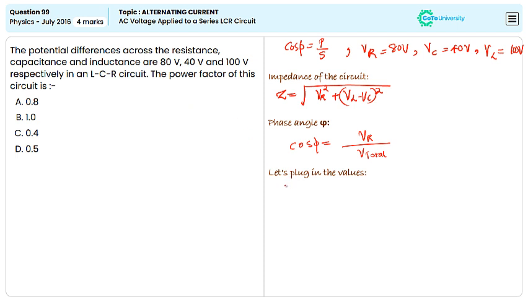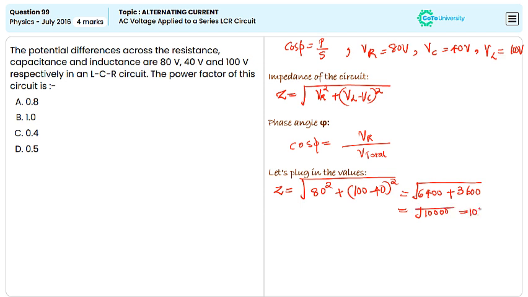We get Z is equal to square root of 80 square plus (100 minus 40) the whole square, which is equal to square root of 6400 plus 3600, which is equal to square root of 10,000, which is nothing but 100 ohms. Total voltage is again given by the formula V total is equal to square root of VR square plus (VL minus VC) the whole square, which is nothing but 80 square plus 60 square, which is again equal to square root of 10,000, so it is 100 volts.